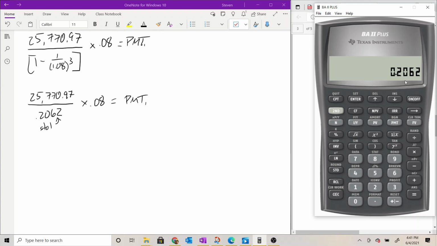So here it looks like it's recalled the same 4 decimal approximation, but in fact it's recalling the full 13 decimal version, and I've just set the calculator to only show me 4 decimal places, but it is still using the full version. All right, so it's going to do that division with the full value, and we can multiply that times 0.08, and we get a payment of $10,000.